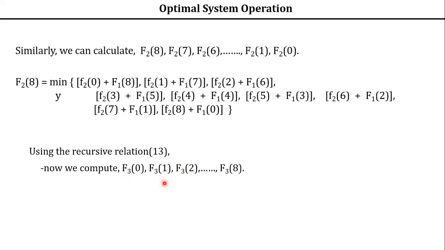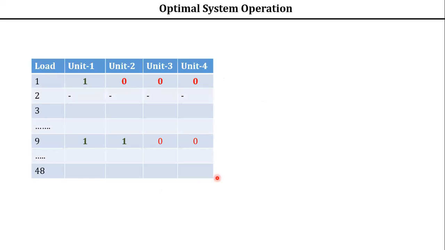Recursive relation. So you find out F3. Next, same thing using that one, F4 of 0, F4 of 1, like that, etc. You can find out using the same recursive relations. After finding this one, prepare a table.